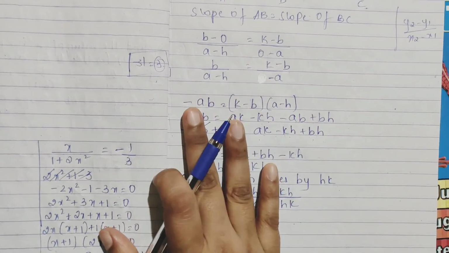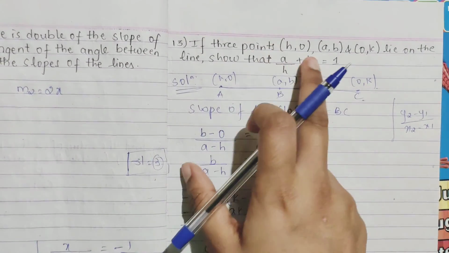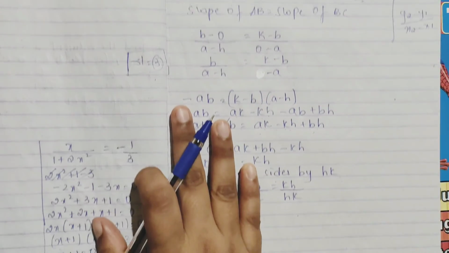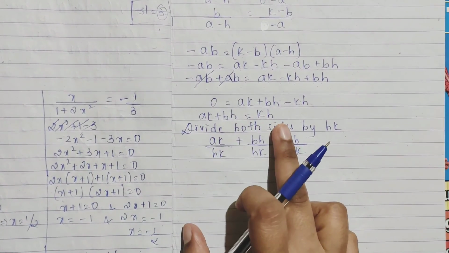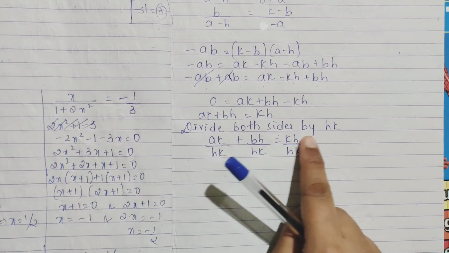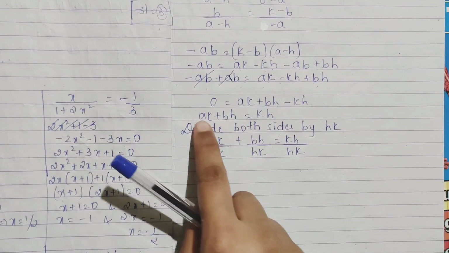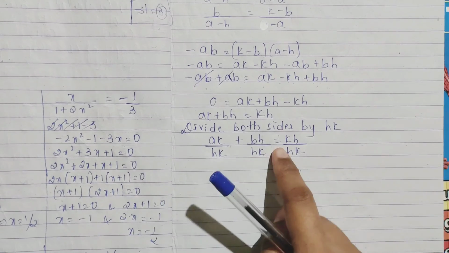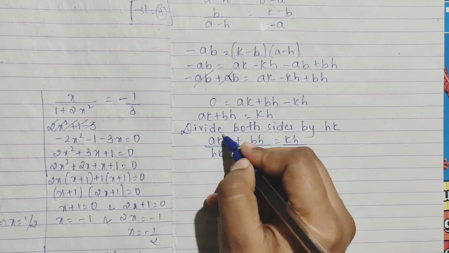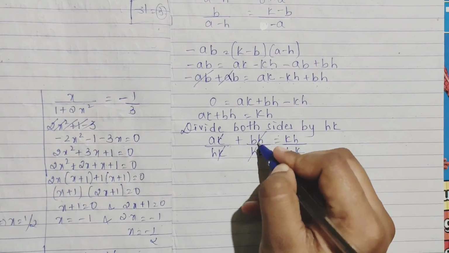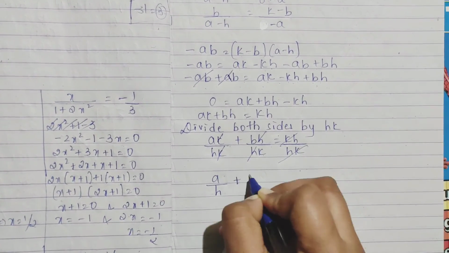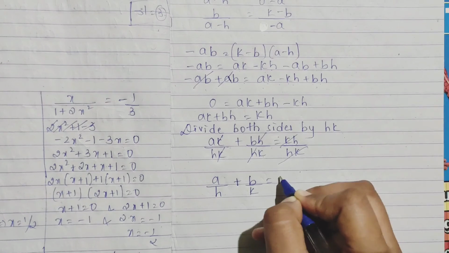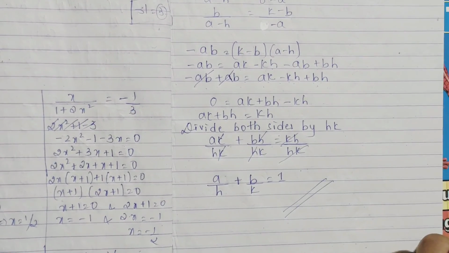See, in the question they are telling a by h plus b by k is equal to 1. After coming here, what we are getting is ak plus bh is equal to kh. So what you have to do is divide throughout by hk. So ak by hk plus bh by hk is equal to kh by hk. Here k gets cancelled, here h gets cancelled, and here both get cancelled. So you will have a by h plus b by k equal to 1. So you have ended it.